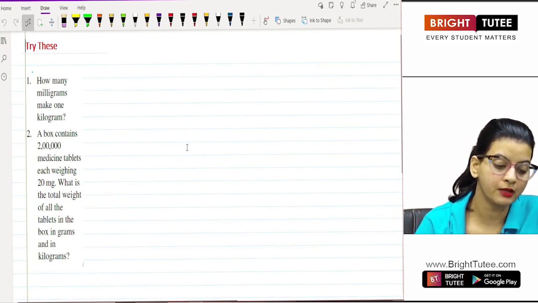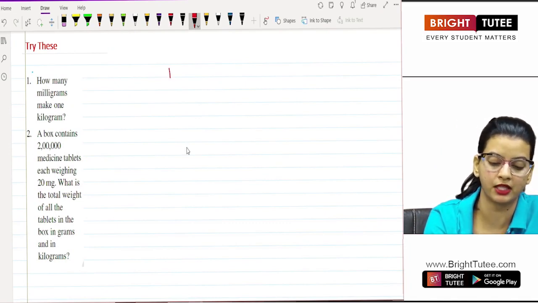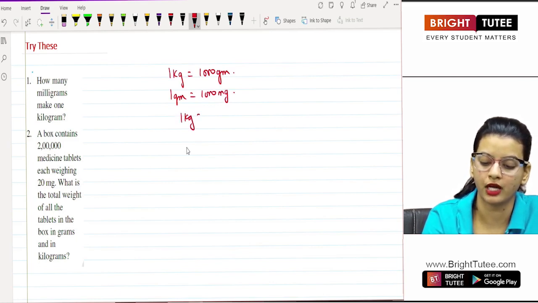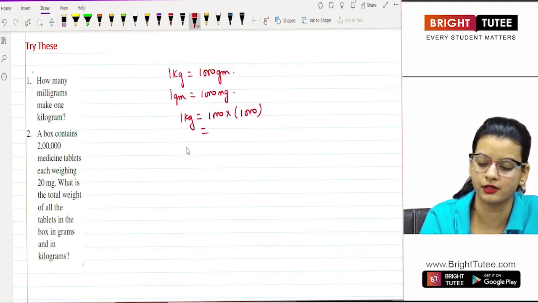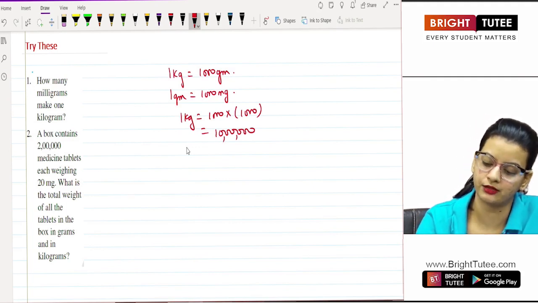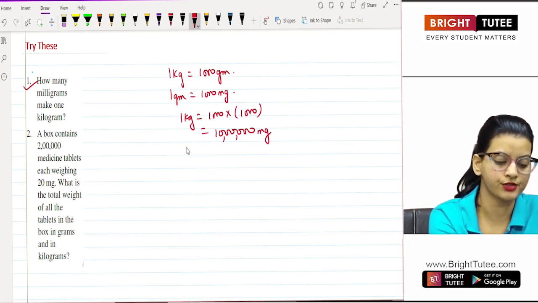Now, how many milligrams make 1 kilogram? So we have to find out how many milligrams make 1 kilogram. Now, 1 kilogram is equal to 1000 grams, and we know that 1 gram is equal to 1000 milligrams. So 1 kilogram is equal to 1000 grams into 1000. So we have got 6 zeros. So this is 10 lakh milligrams. So 1 kg is equal to 10 lakh milligrams. So the first question is done.